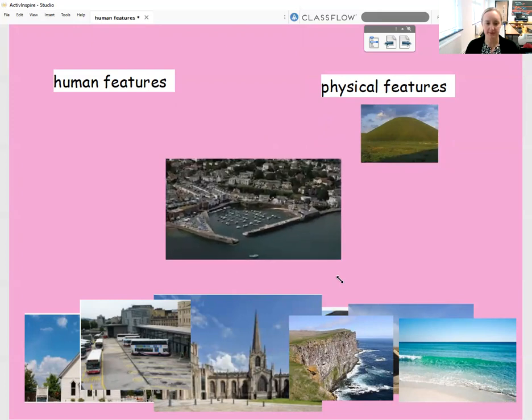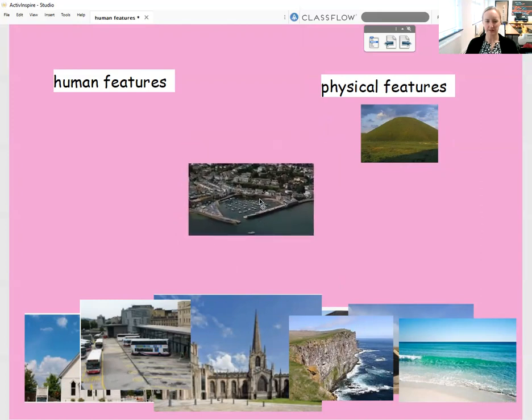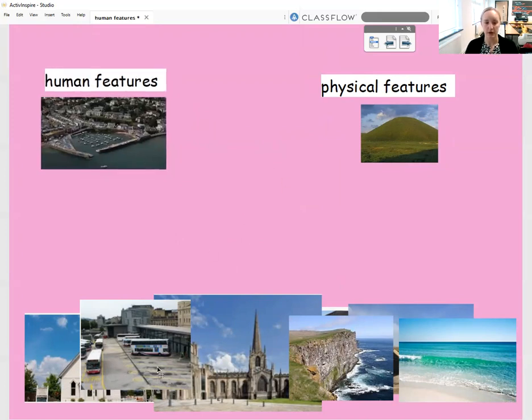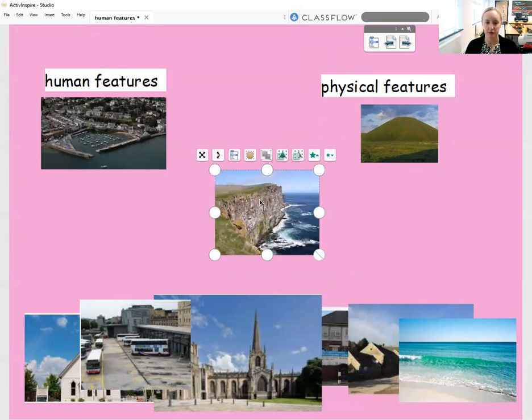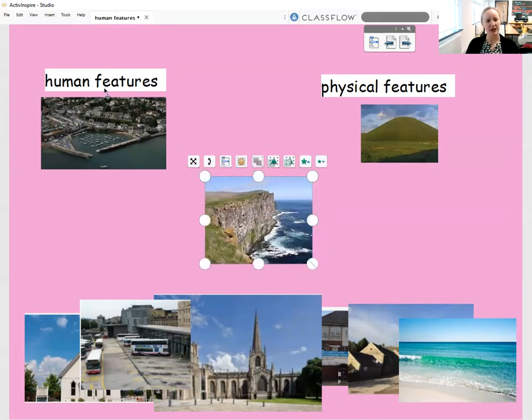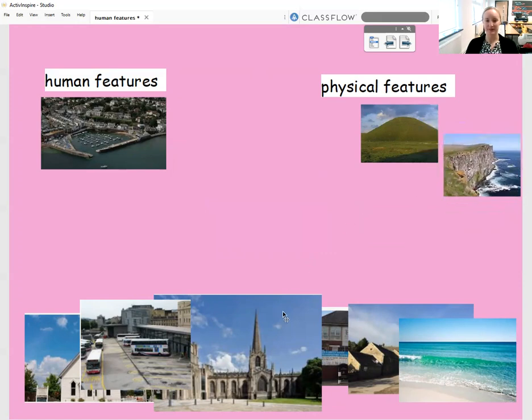Oh, what was this picture here? Yes, a harbour. What is a harbour? It's a place where boats go to park up. Did we say then that that was a physical feature or a human feature? Well done if you said human feature, because it has been built. We've also got here, this green mass of land is a cliff. Well done if you said it's a cliff. So is a cliff a human feature or a physical feature? Well done if you said it's a physical feature.